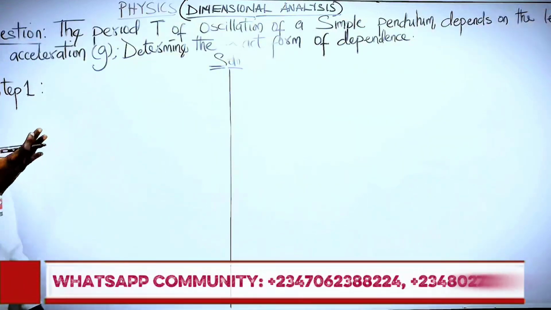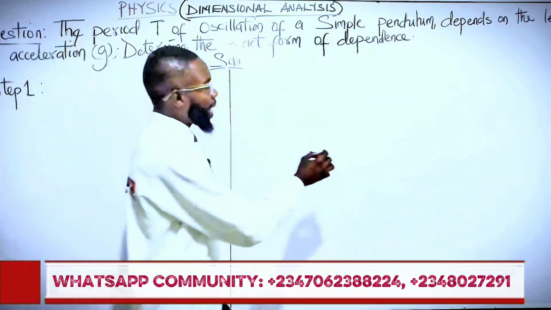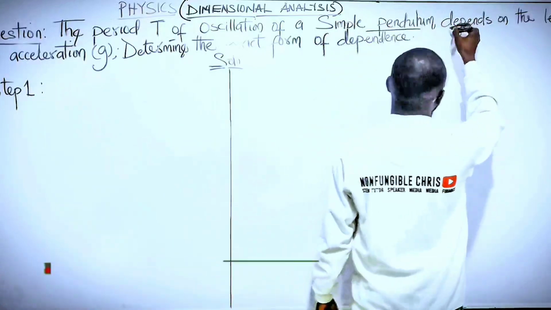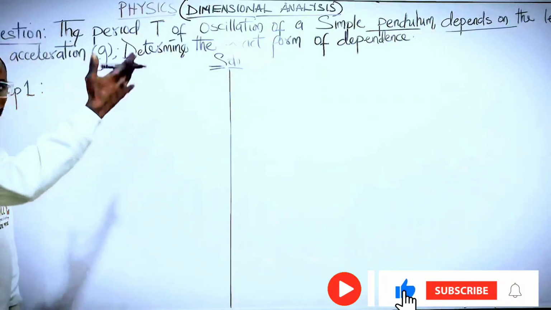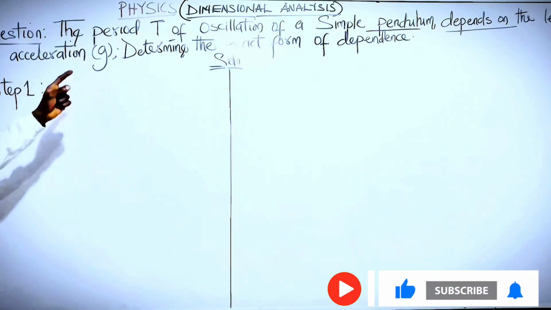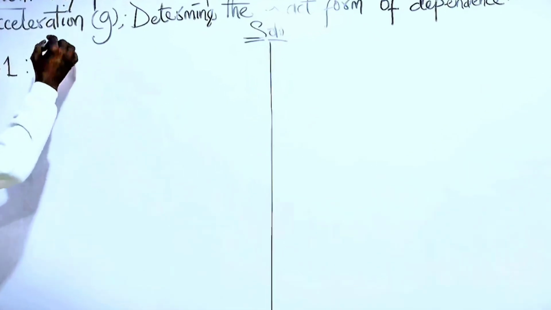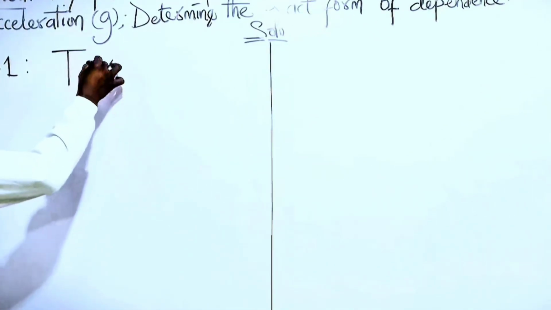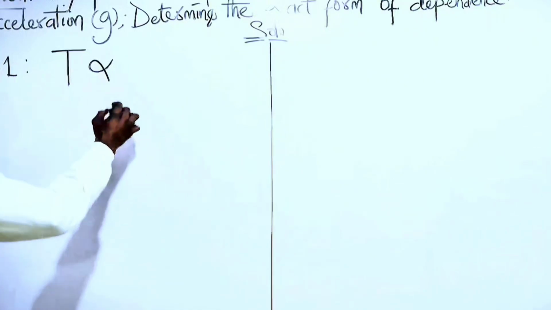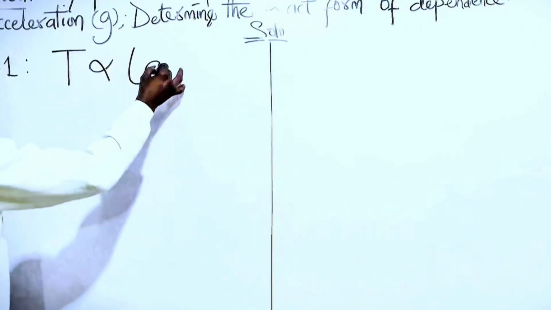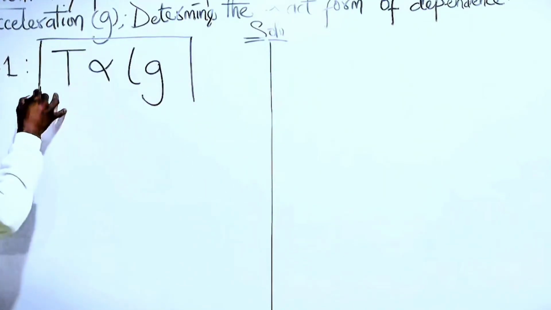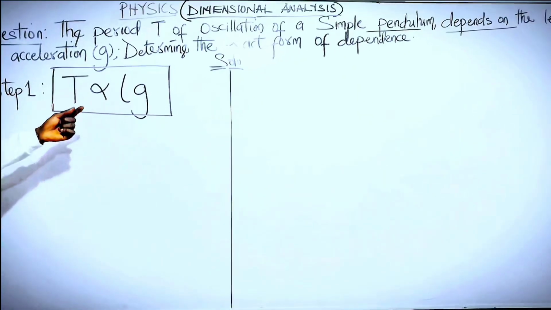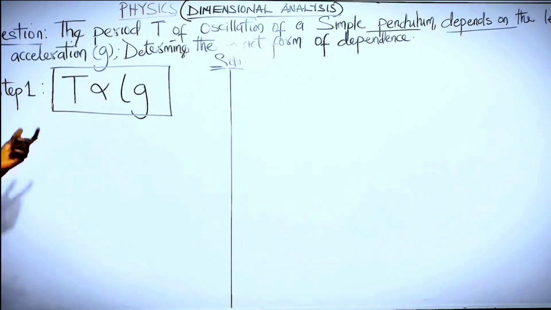And before then, there's something I would love for you to understand. When it says a variable depends on something, it simply means that variable is directly proportional to whatever it was given. So the period T depends, that's directly proportional, on the length and the acceleration due to gravity. You can see the first word there. It says the period T depends on the length and the acceleration, that's g. It asks us to determine the exact form of what we have here.